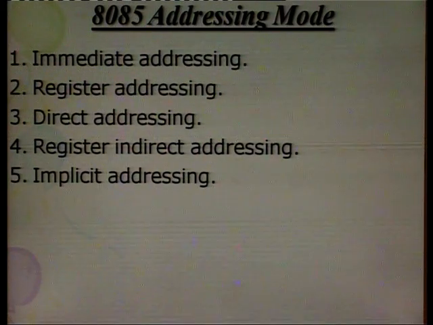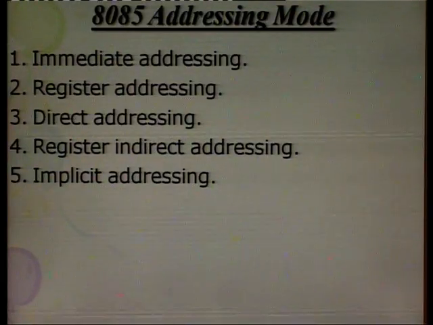instructions. Now, data in any instruction can be in some internal register, or it can be stored in some memory location, or it can be given immediately in the instruction itself with the opcode. So, depending upon how we can mention data in the instruction, 5 addressing modes have been specified in the case of the 8085 microprocessor. These are immediate addressing, register addressing, direct addressing, register indirect addressing, and implicit addressing.